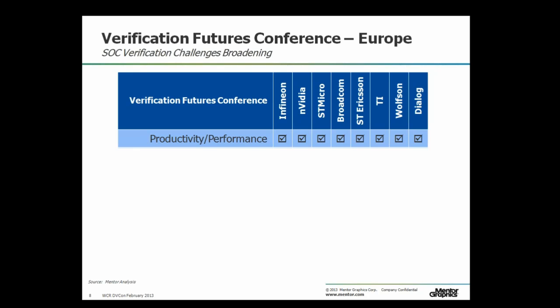So while we're on the topic of Verification Futures Conference, you did your analysis of last year's event in November across the 3 sites in Europe. We did ours as well, although we got it on one slide. This shows 8 of the customers that presented their top 3 challenges, and not surprisingly, each one of them identified performance as one of their top concerns. So there's always a need to go faster and always a need to do more.